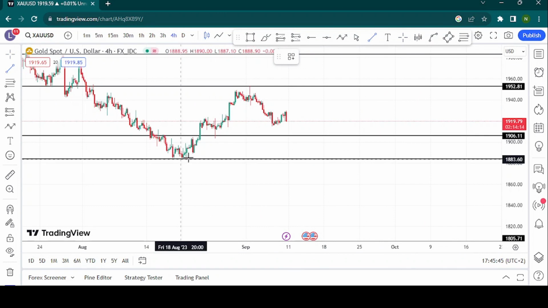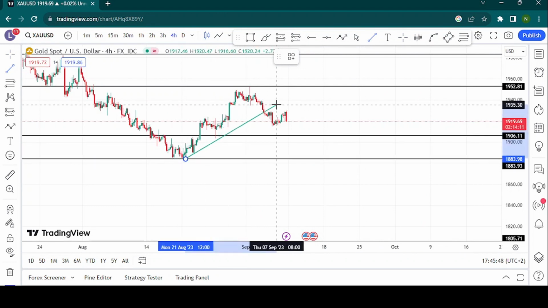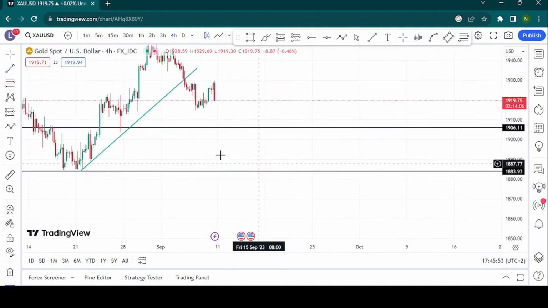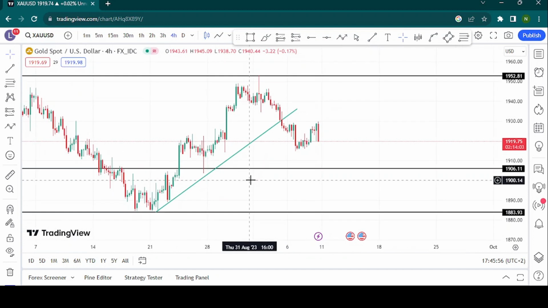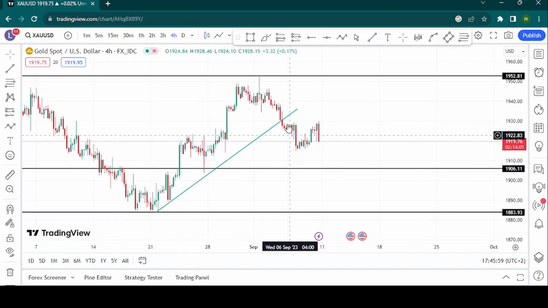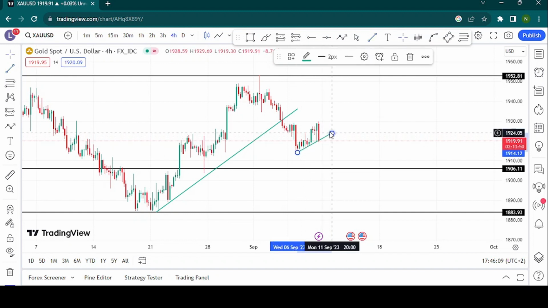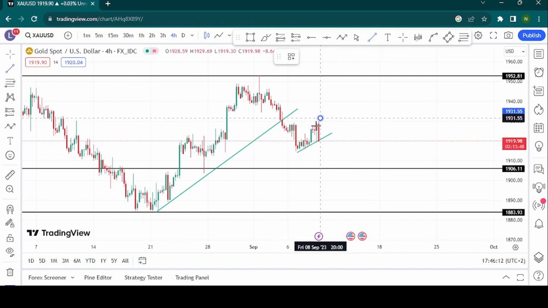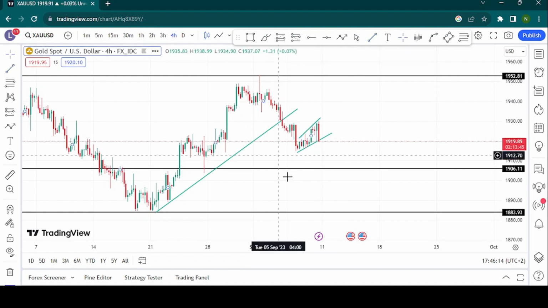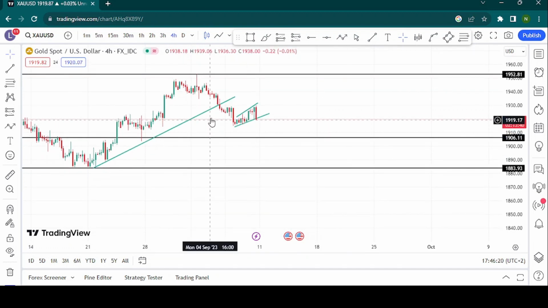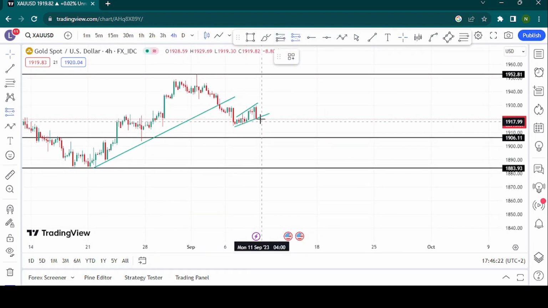Here's our trend line, guys. Here's our trend line. Let me zoom in. Gold has broken below the trend line and now has created a correction right here. This is a correction, right? So ever since, there's a correction, this is a correction, this is a correction. So we are expecting gold to move to the downside, right?